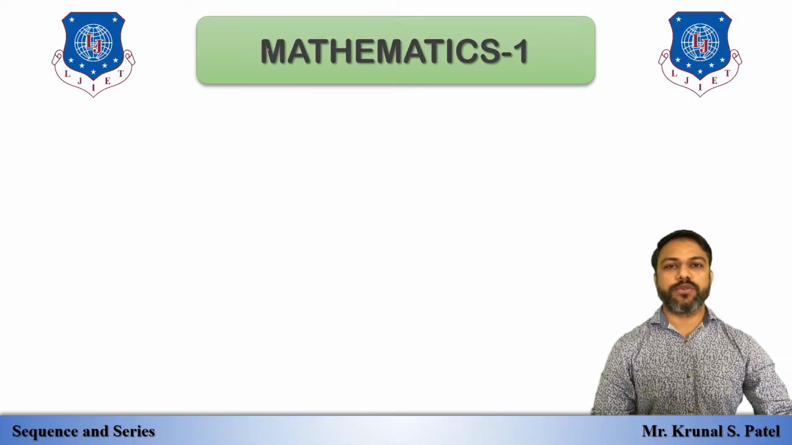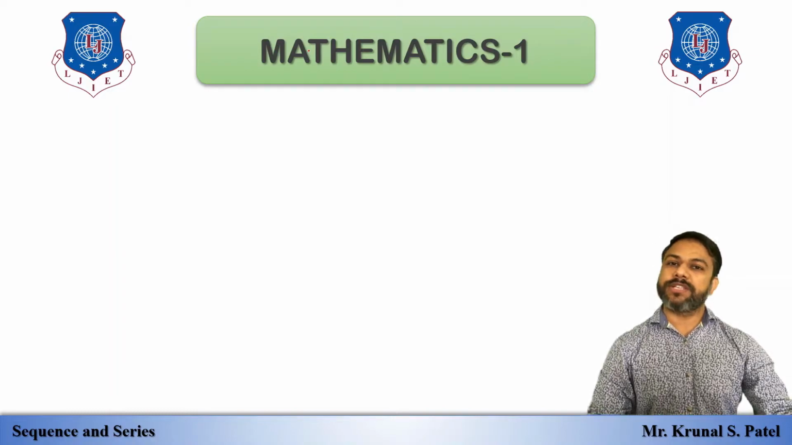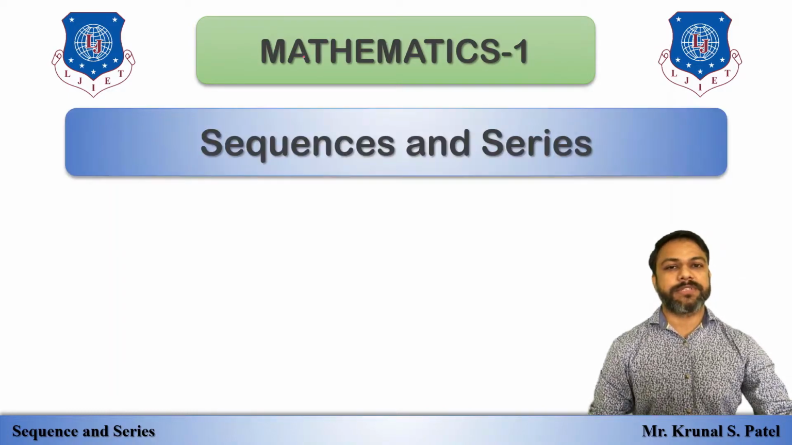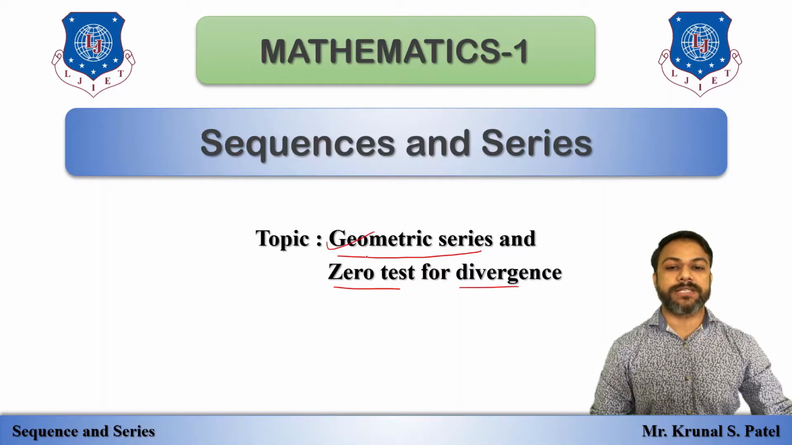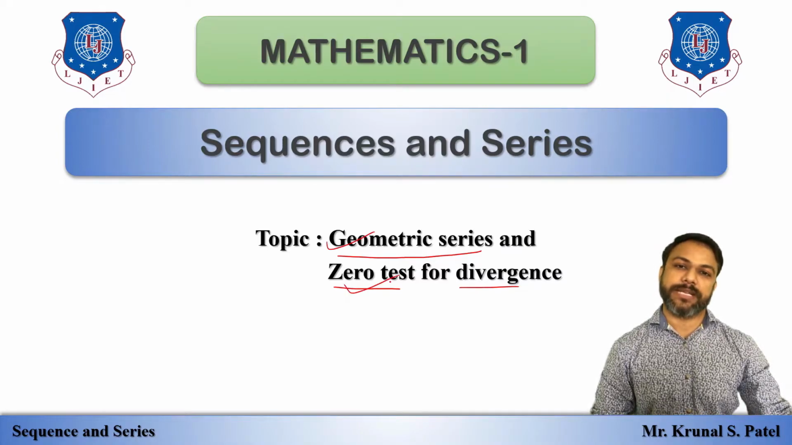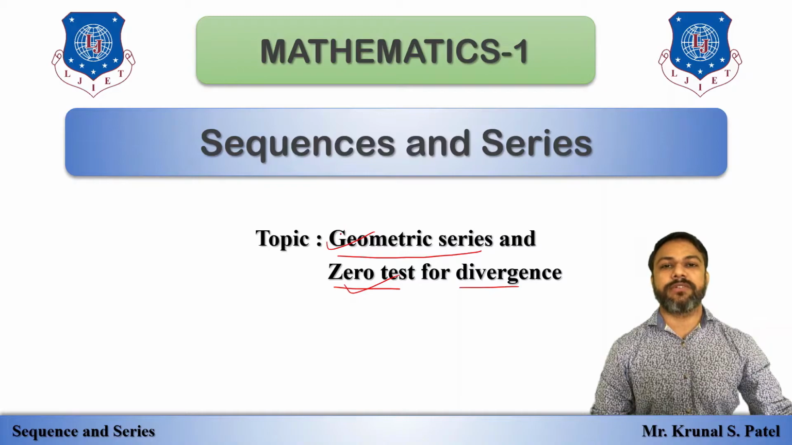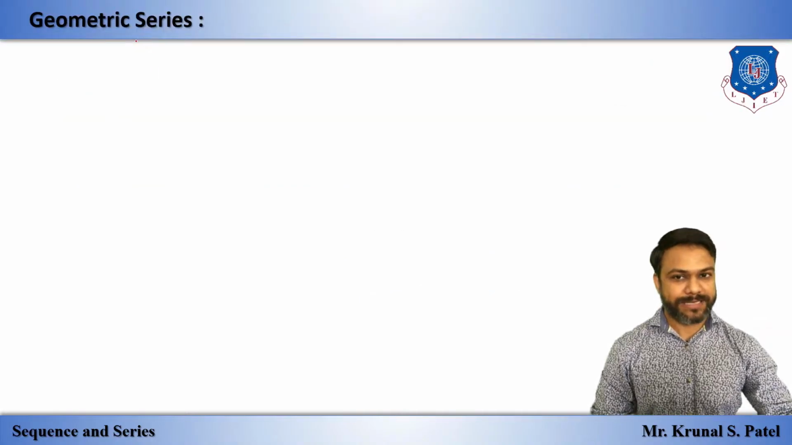Let's start with the course Mathematics 1. Today's chapter is sequence and series, but today's topic is the geometric series and its test, and the zero test for divergence. So today we will learn about two tests, the geometric series test and the zero test. First we will start with the geometric series test.